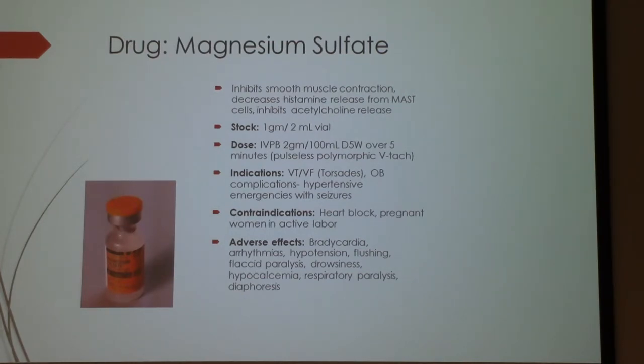But currently, right now, we use it if they're pulseless VTAC, or wide complex polymorphic torsades. We're going to give 2 grams, and we're going to put it in 100 cc's of D5W. Then we're going to run it in over 5 minutes. So this is going to run really quick. Make sure you're using the macro tubing for it.